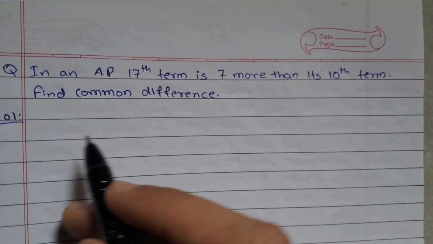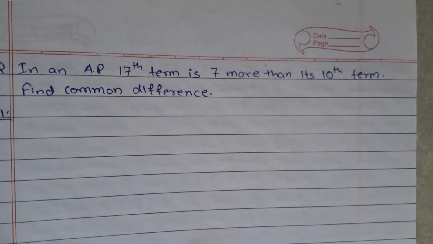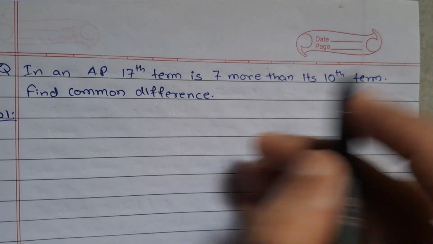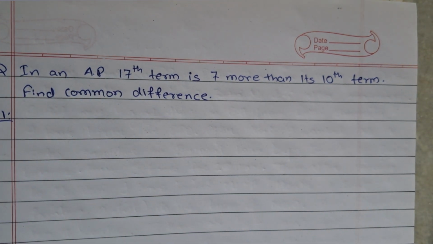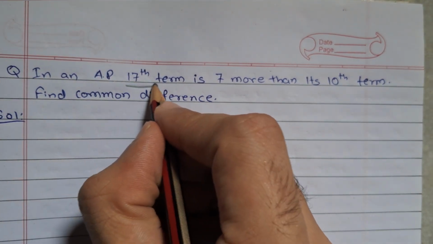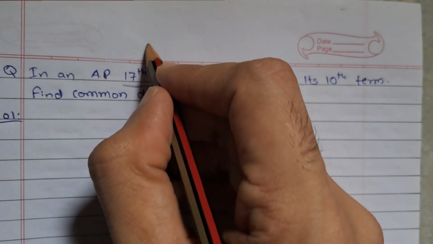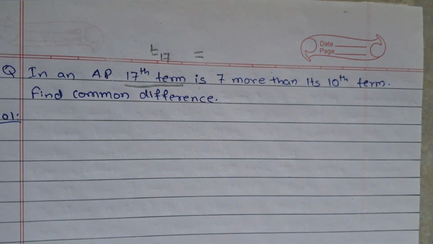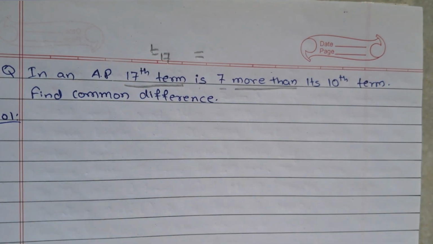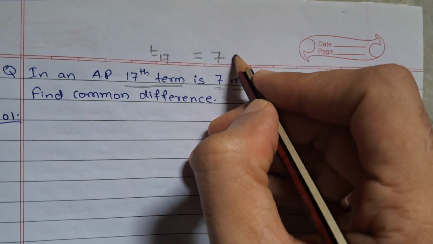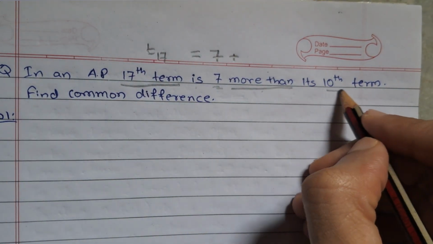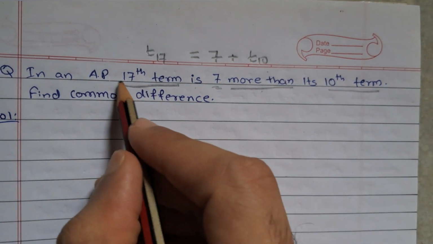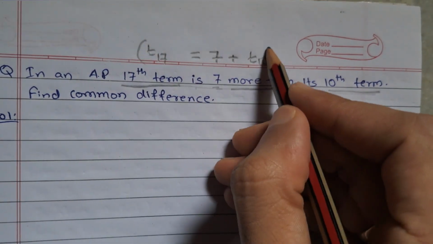Let's see the next interesting sum over here. So this is a very easy sum. Let's read it. In an AP, the 17th term is 7 more than the 10th term. But let's understand it step by step. 17th term, that means T17, correct? "Is" means equal to. "7 more than": 7 means 7, more than means plus. 10th term means T10, correct? So this entire line means this mathematical line.